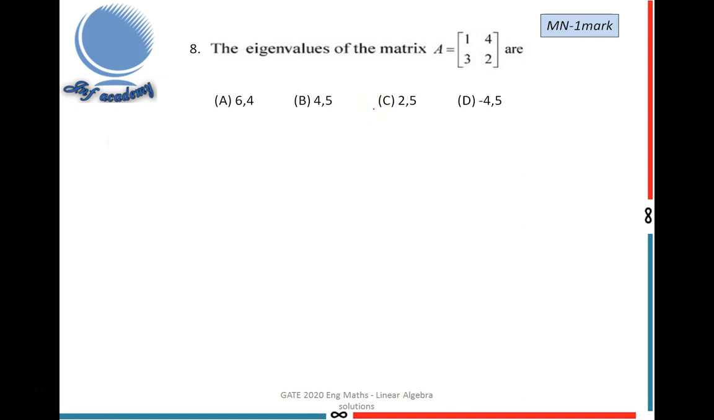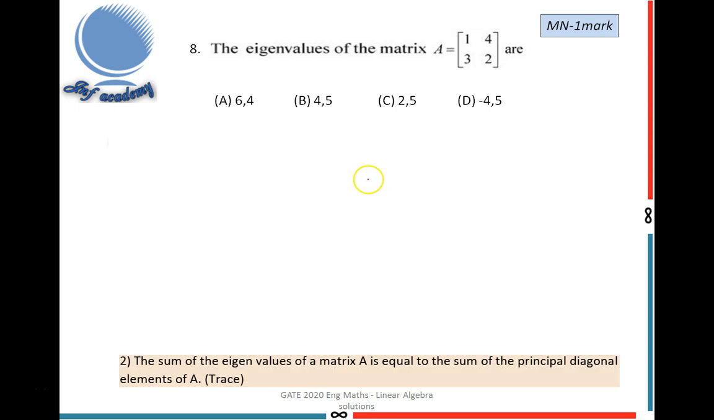Now let's move on to the next problem. The eigenvalues of the matrix A equal to 1, 4, 3, 2 are. It's from the MN department and it has 1 mark. Here I use one property: the sum of eigenvalues equals the sum of the principal diagonal elements. That property is blinking at the bottom of the slide. So the sum of eigenvalues equals the sum of principal diagonal elements, that is 1 plus 2 equal to 3.